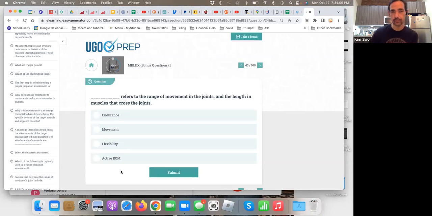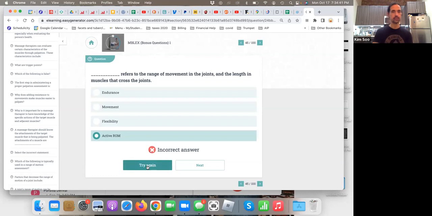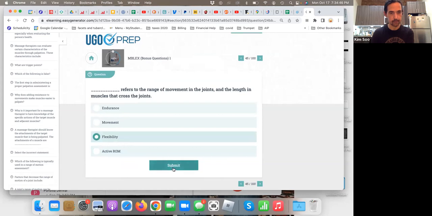What refers to the range of movement in the joints and the length in muscles that cross the joints? Is it endurance, movement, flexibility, or active range of motion? Which one do you think it is? Do you think it's active range of motion? I'm going to say active. Okay, let's give it a try. Oh. The answer is incorrect. So let's see, it's probably flexibility.